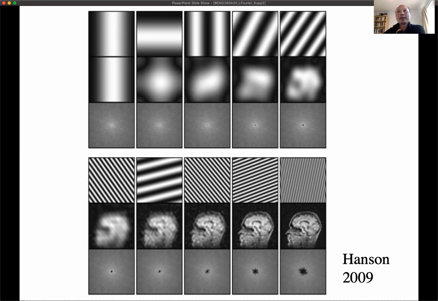All right, and so that's the basic idea behind Fourier transforms: any image can be thought of as the sum of these patterns of variations along x and y.